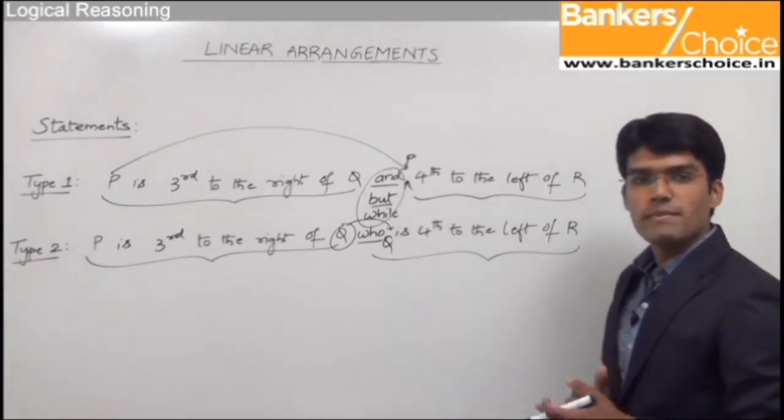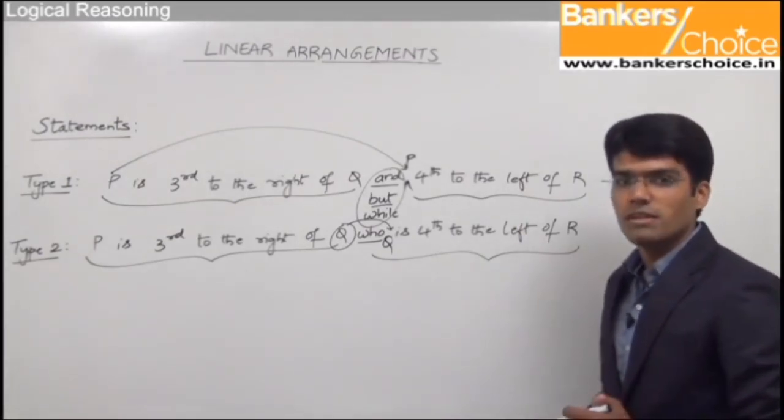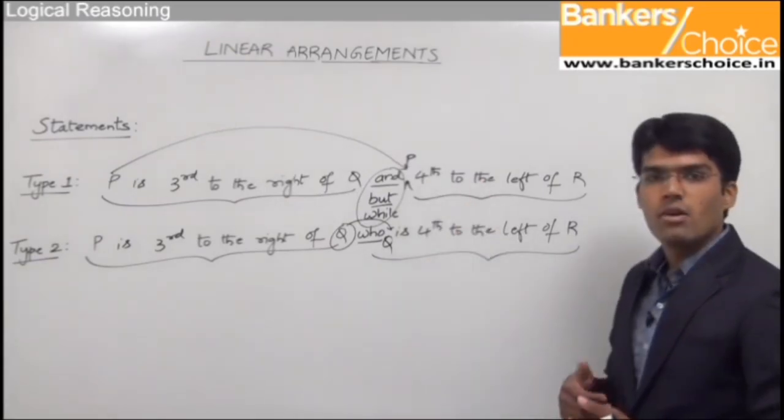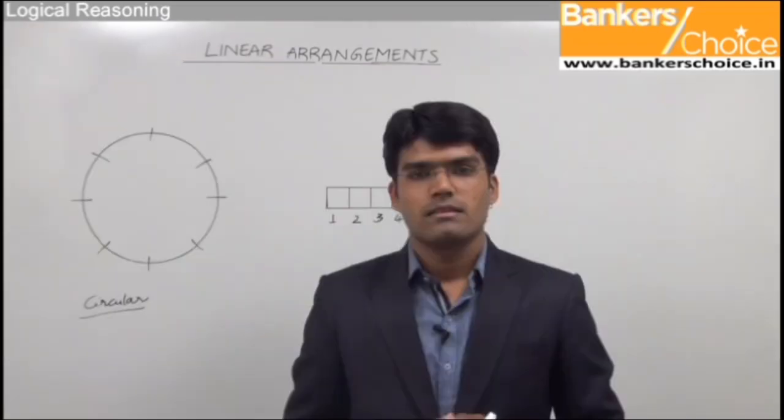So these are the two types of statements which we get in case of linear arrangements. Depending on whether the conjunction "and" or "but" or "while" is used, you just take the first person as a reference, and when the word "who" is used, you take the second person as a reference. Let us now understand the major difference between a circular arrangement and a linear arrangement.